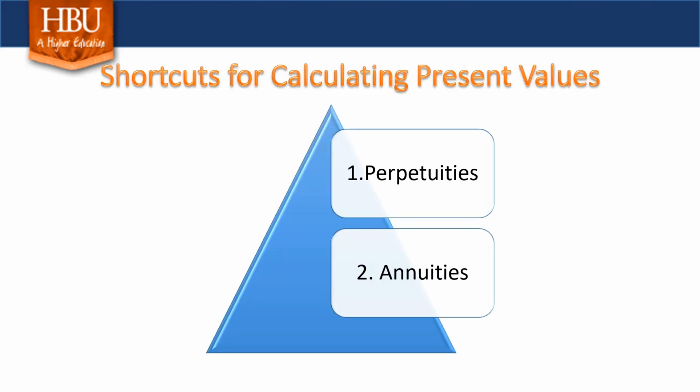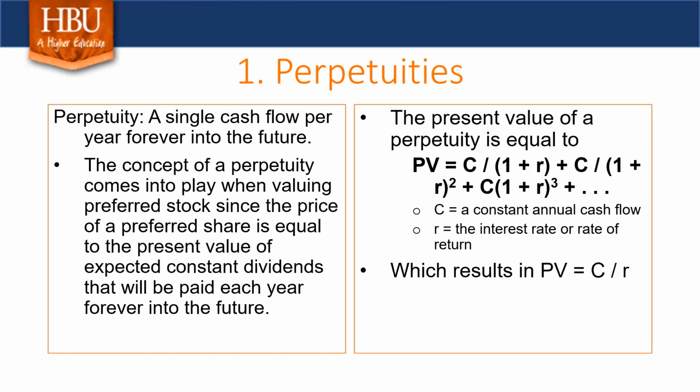Now that we know some longer ways for calculating present value, let's look at a couple shortcuts for calculating present values. Our first is perpetuities. Our second is annuities. We'll break these down at length in the next couple of slides. All right, first let's look at perpetuities.